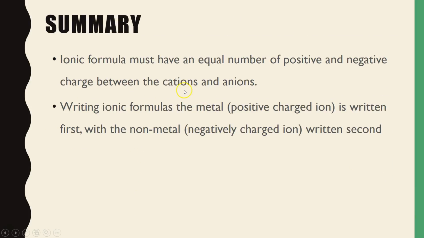The summary of today's lesson is ionic formulae must have an equal number of positive and negative charges between their cations and anions, and writing ionic formulae consists of putting the positively charged ions first, then the non-metal second. Practicing these polyatomic ions is important, as you'll be given many of these in your assessments. So just going through, putting the cation first, then the anion, and working out that the charges balance. If they're polyatomic, you need to put brackets around them and balance the corresponding charges.